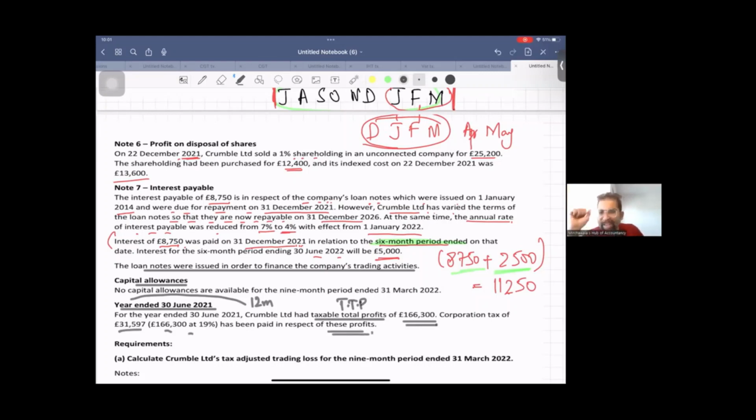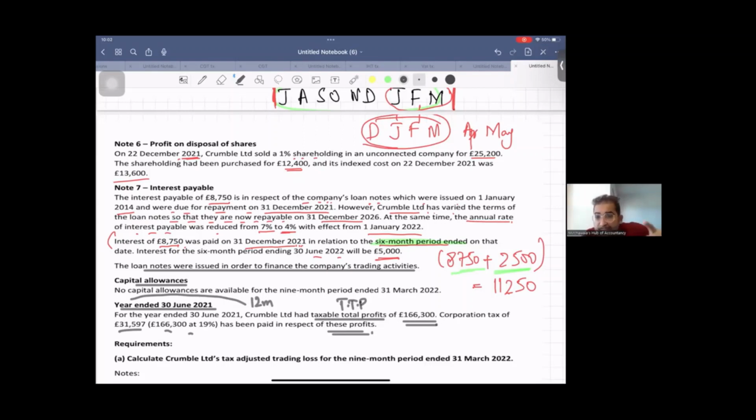Now, I have a quiz. Why examiner is giving you last 12 months TTP? Can anybody tell me? Can anybody write? No, not for this. One more answer you can give. Why they are giving you? Yes, loss relief. Because look at here.